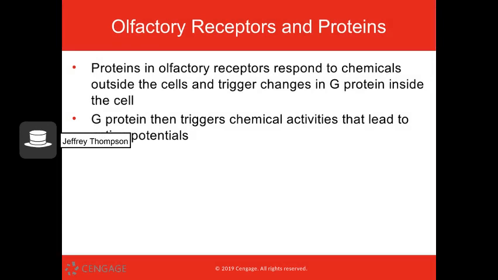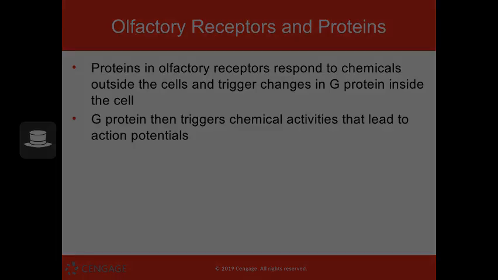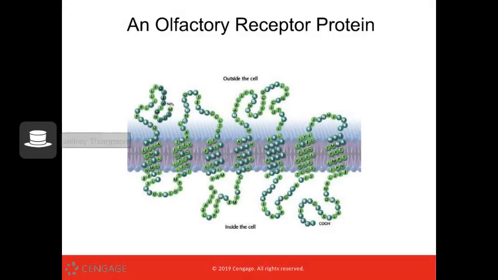Proteins in olfactory receptors respond to chemicals outside of the cells and trigger changes in the G protein inside the cell. That G protein triggers chemical activities that lead to what? An action potential. And here is an olfactory receptor protein.